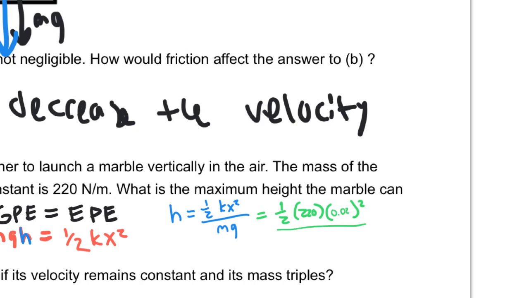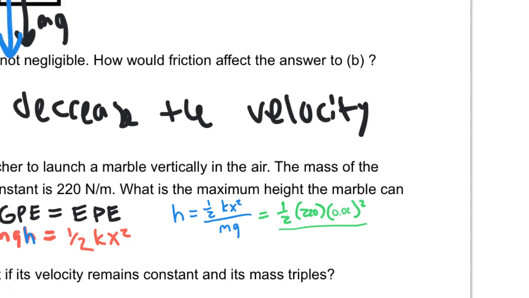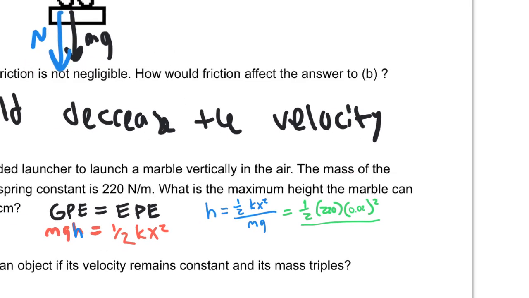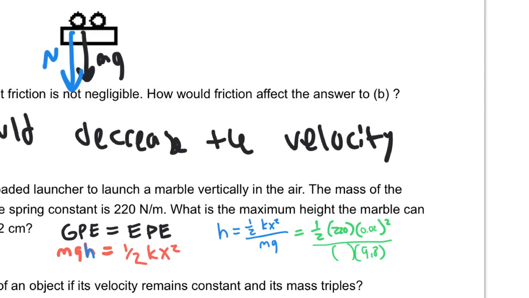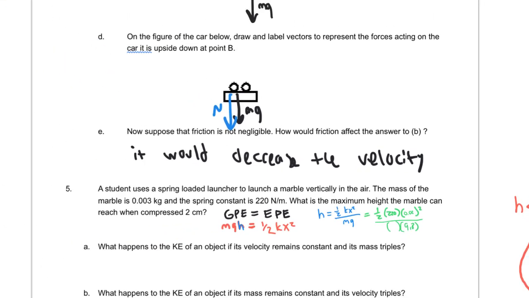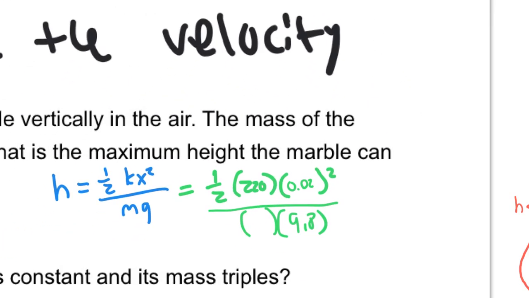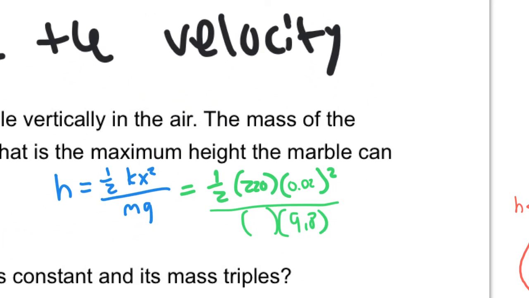And that's all over the mass times gravity. Well, I'll do two parentheses here. We already know gravity, it's 9.8. And the mass they gave us is 0.003 kilograms, right? So we'll make sure that's there, 0.003.